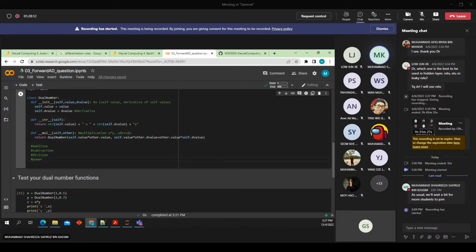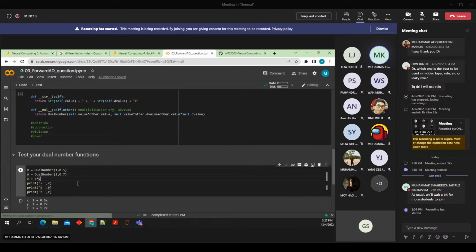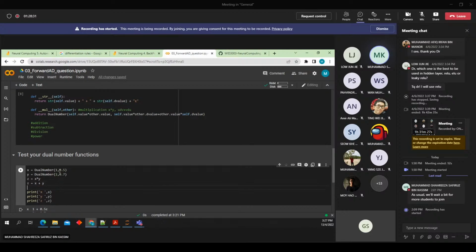So have a go, 20 minutes or half an hour, I don't know, right? And you can also test your own dual number function. For example, once you have formalized the differentiation rules, you can do z equals x plus y. If you haven't done this, obviously we incur an error. So you can do z equals x divided by y and so forth.